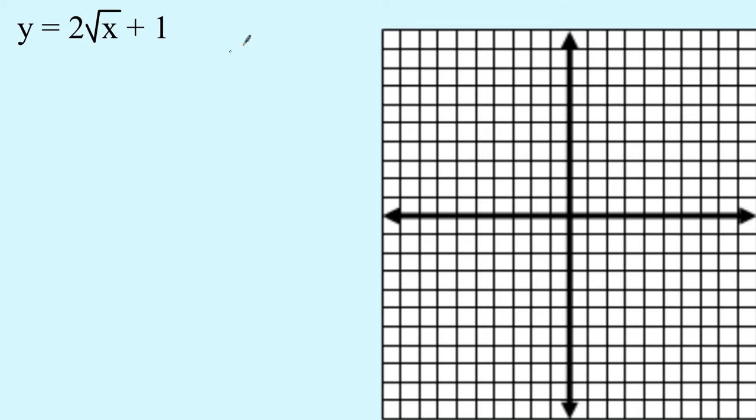All right, so why don't you guys pause, try this one, use a table. If you want to do rapid graphing, notice that the 0 point, 0, 0, only moves up 1.